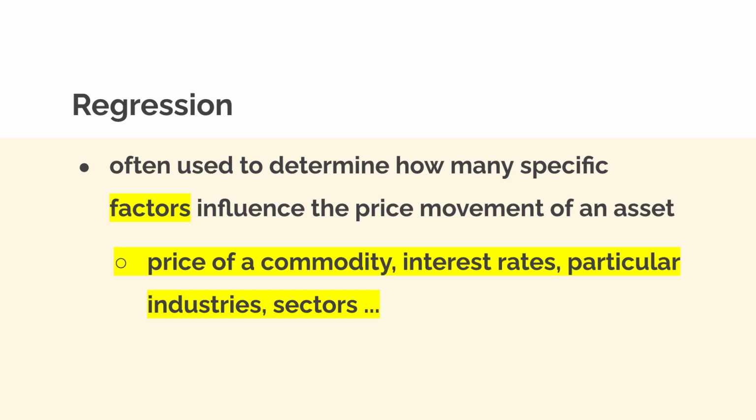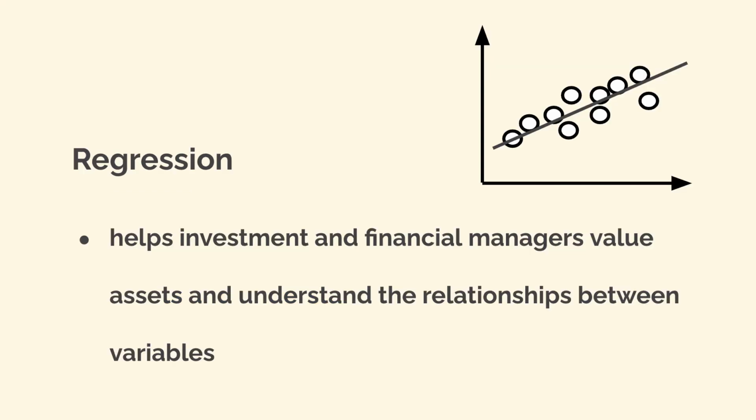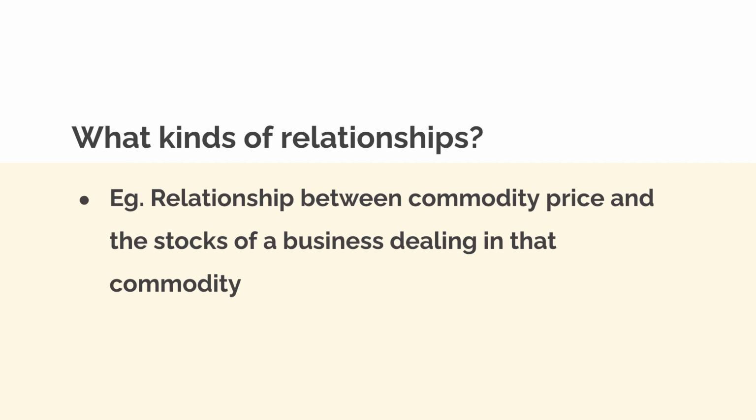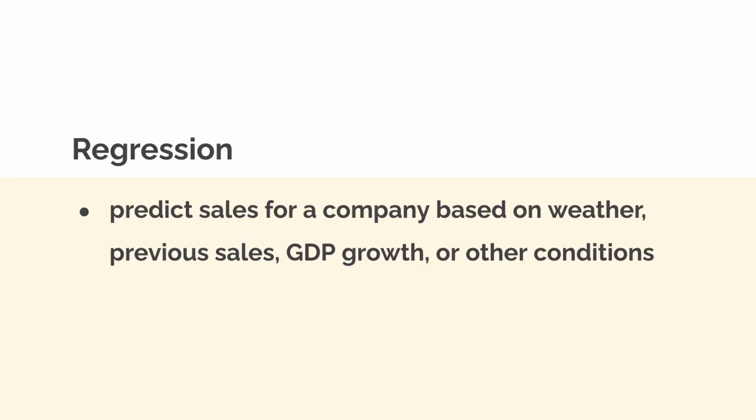All right, regression is a type of model often used to determine how many specific factors influence the price movement of an asset, such as a stock. These factors can be the price of a commodity, interest rates, industries, sectors, and more. Regression helps investment and financial managers value assets and understand the relationships between variables. These relationships can be, for example, the relationship between commodity price and the stocks of a business dealing in that commodity. With regression, you can predict sales for a company based on different factors like weather, previous sales, GDP growth, and other factors. Regression is used for many types of projects and in many types of industries, not just in finance, but finance does heavily use regression.